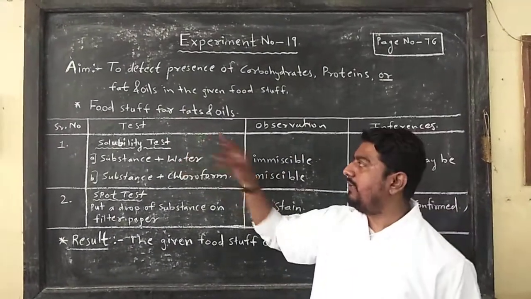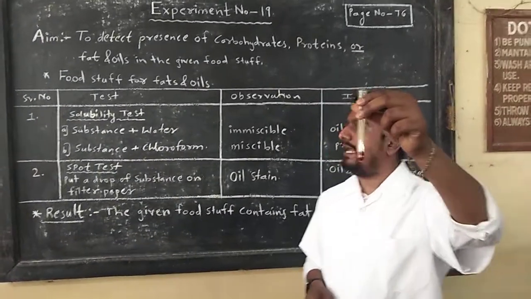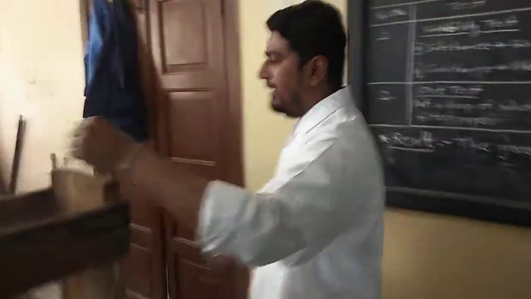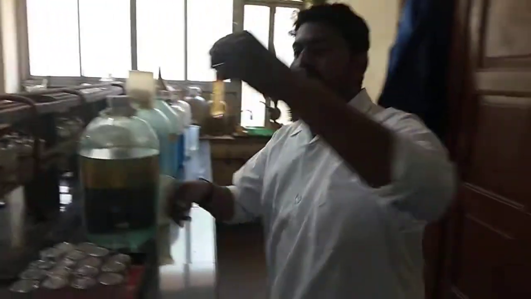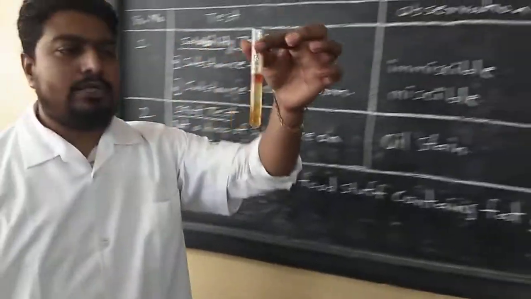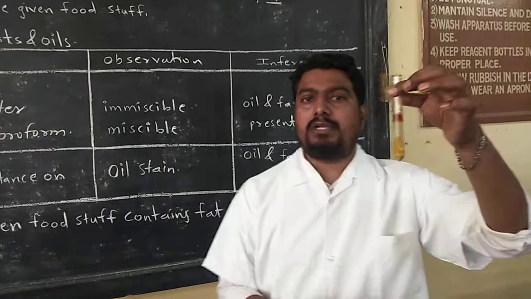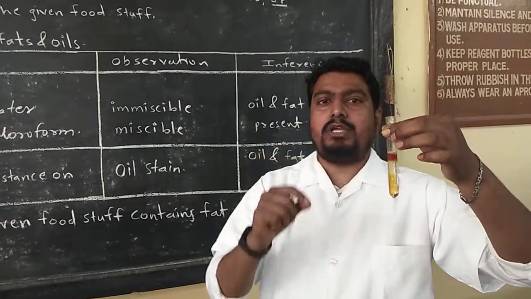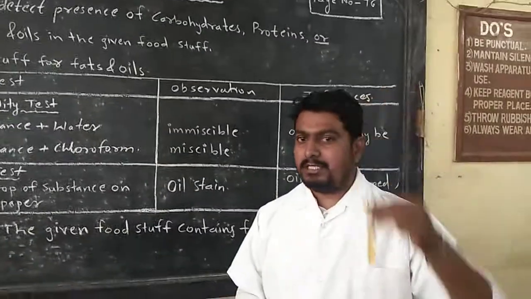So first is the solubility test. In the solubility test, we have to take a little amount of sample. So this is the sample and we have to add what? Water into it. See, I am adding a little amount of water into it. After the addition of water, you will see two different layers, because you know oil and water are immiscible. The density of oil and the density of water is different, so thereby they are immiscible.